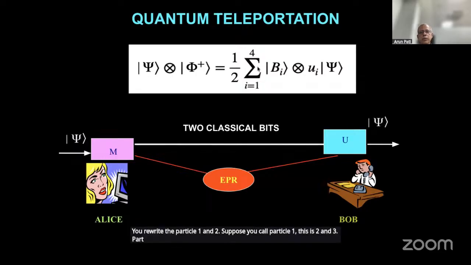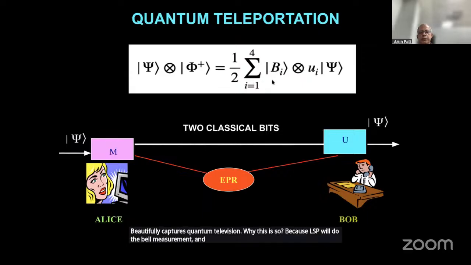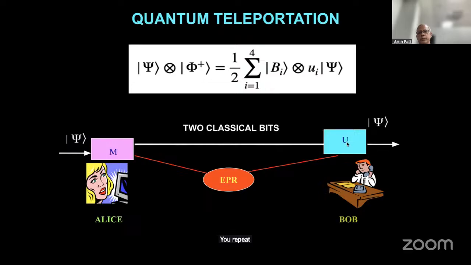Particles 1 and 2, you rewrite in the Bell basis, I just told you, like 00 plus minus 11 and 01 plus minus 10. In that basis you rewrite, and then these U_i are basically sigma x, sigma y, sigma z or identity. Just rewriting this equation beautifully captures quantum teleportation. Why is this so? Because Alice will do the Bell measurement, and these are 4 orthogonal bases. Suppose she gets B1, okay? Then the state will collapse to U1 times psi. If it is B2, it will collapse to U2 times psi. If it is B3, it will collapse to U3 times psi. If it is B4, it will collapse to U4 times psi.